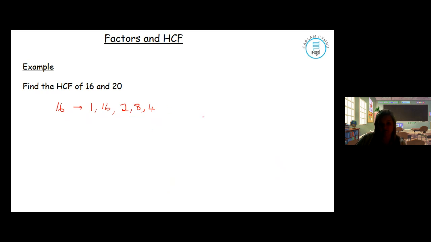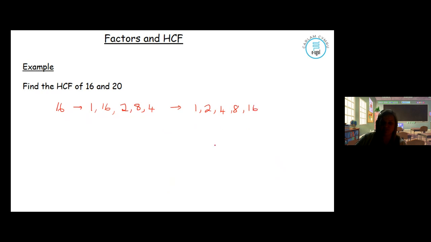If you use this method, as soon as you get to a value you've already counted, then you know you've collected all your factors. But what I am going to do now is rewrite these from smallest to biggest, just because it's going to help me identify the highest common factor in the next step.